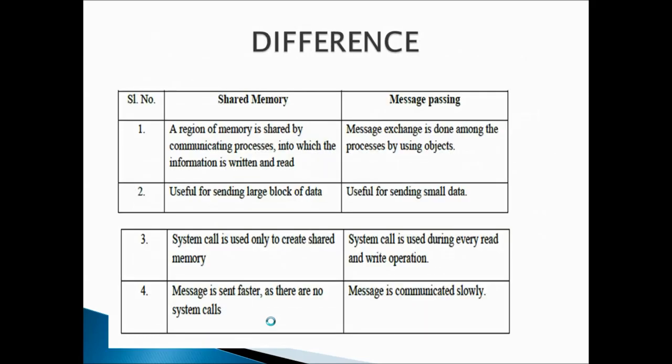Now, the difference. So far we have discussed shared memory and message passing techniques. So what are the differences between shared memory and message passing? First, see here, there are four main differences. A region of memory is shared by communicating processes into which the information is written and read. You know that, guys. Shared memory means you are using the same memory where one process can write and another process can read. I discussed the producer and consumer problem, right? One process can produce, another process can consume. In message passing, message exchange is done among the processes by using objects. In shared memory we are sharing memory, but in message passing we are communicating with messages as objects. That is the first difference.